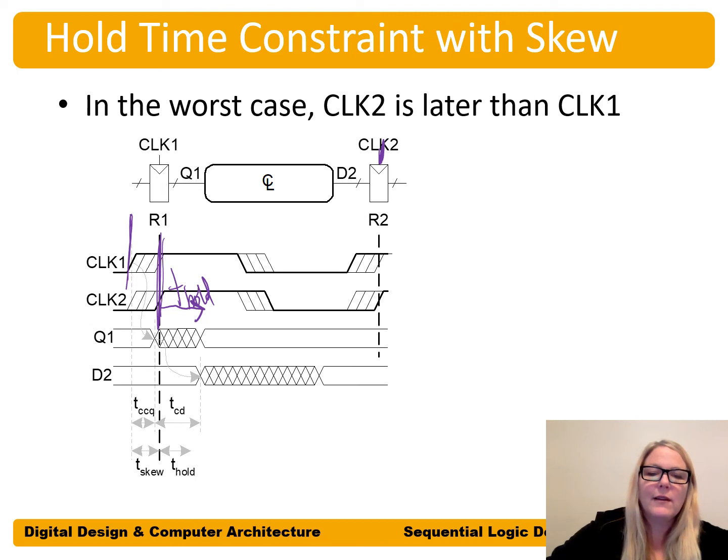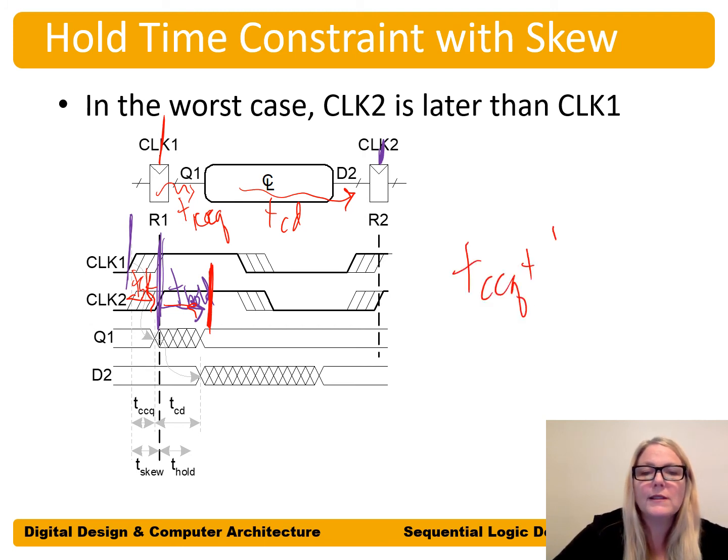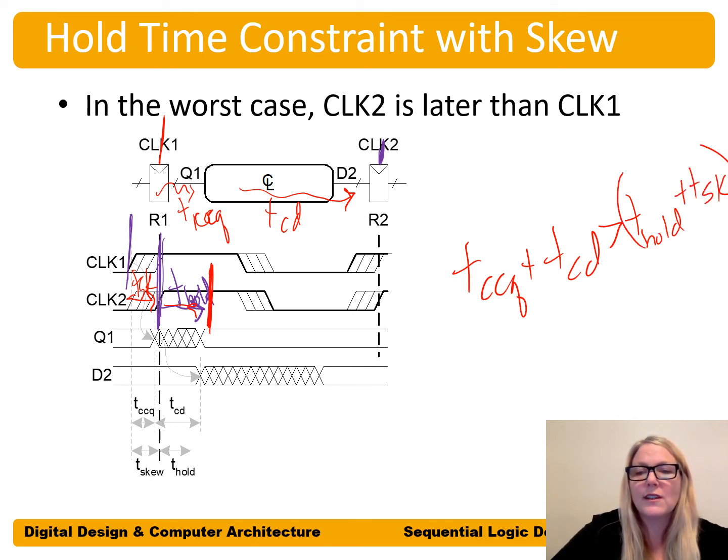So now our data that could be racing through and changing D2 before it's correctly sampled actually has a harder constraint because TC-CQ plus TCD has to be greater than not just T-hold, right? It still has to get past that time, but now relative to clock 1's edge, it's driving this data T-skew plus T-hold. So TC-CQ plus TCD, that short path or that quick path through the circuit, has to be greater than not just T-hold, but T-hold plus T-skew. So now we have a harder constraint to meet.